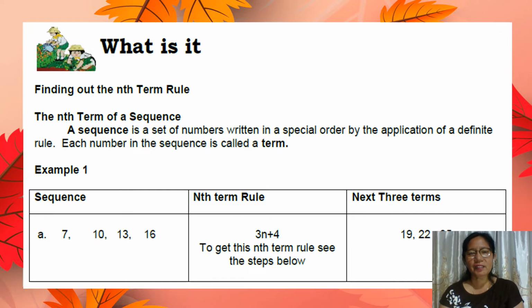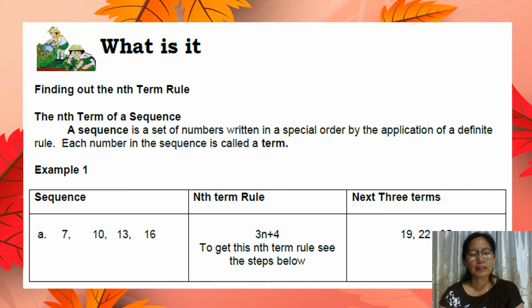Okay, let us try to find out why we came up with our answers a while ago. We have here finding out the nth term rule. We have the meaning of sequence. It is a set of numbers written in a special order by the application of a definite rule. Each number in a sequence is called a term.